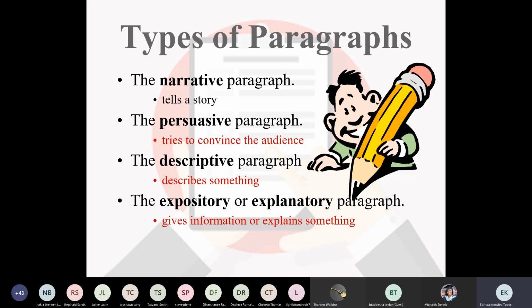What is the purpose of the descriptive paragraph? It describes. Very good. It's describing something, the paragraph that describes. And then we have the expository or explanatory paragraph. What is the purpose of that?